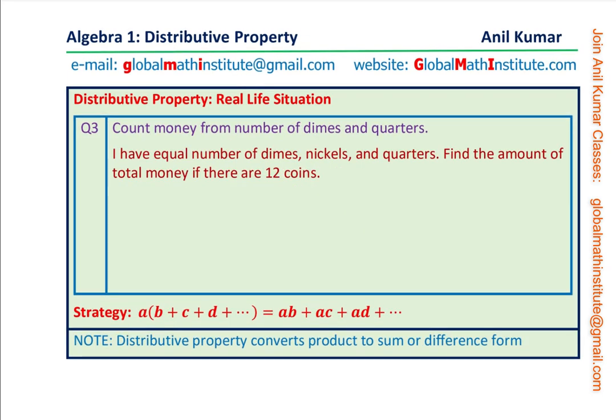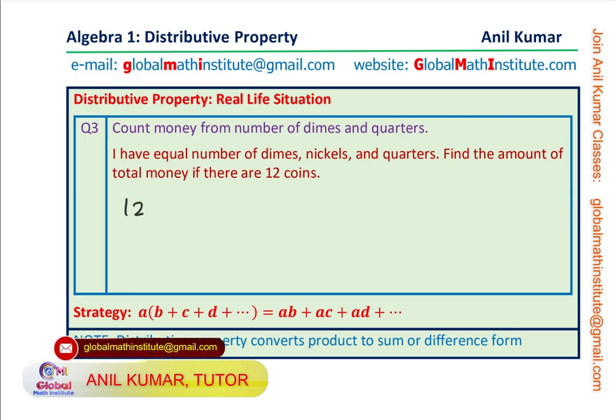Question number 3 here is a financial application. Count money. I have an equal number of dimes and nickels and quarters. Find the amount of total money if there are 12 coins. So I have 12 coins. So this is kind of tricky. So I've got 12 coins.